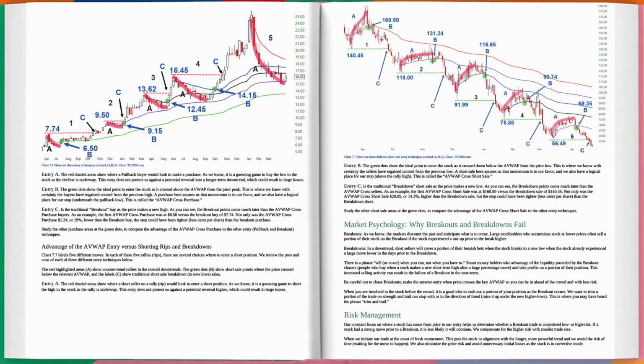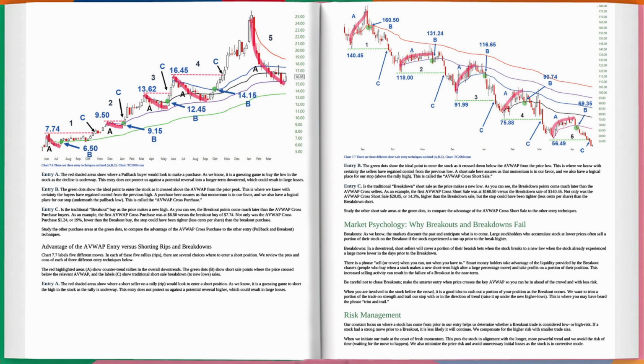When you are involved in the stock before the crowd, it is a good idea to cash out a portion of your position as the breakout occurs. We want to trim a portion of the trade on strength and trail our stop with, or in the direction of, trend, raise it up under the new higher lows. This is where you may have heard the phrase trim and trail, risk management.